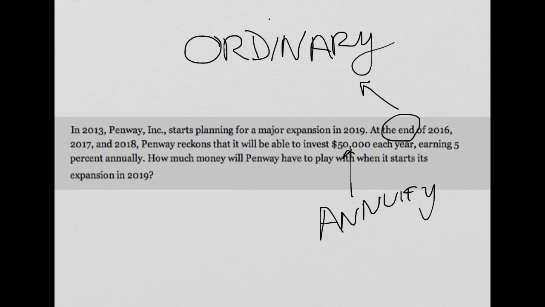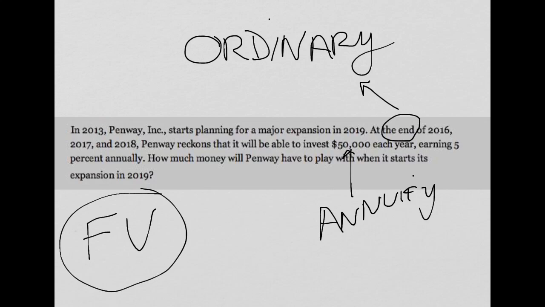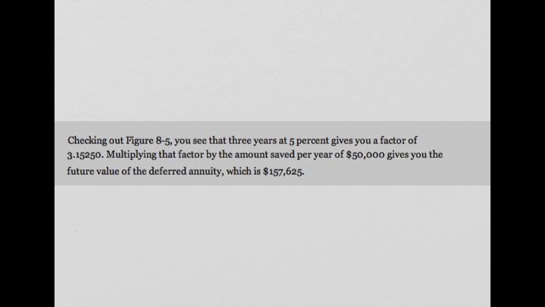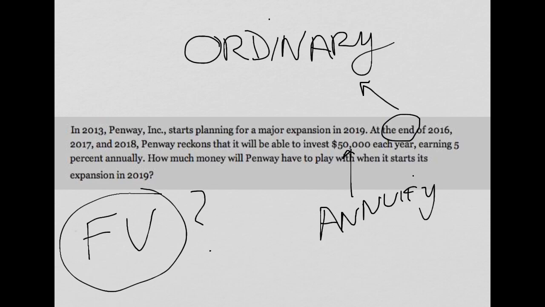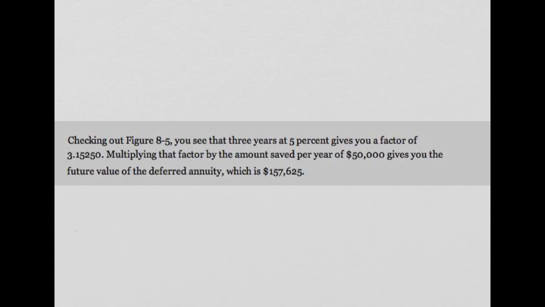And they're going to earn 5%. How much will this company have to play with when it starts its expansion? So this is a future value question. How much money will be there in 2019? To solve for this, we go back to what's called figure 18 in this presentation to see that for 3 years, because that's what we were looking at here, 3 years, 16, 17, 18, the ordinary annuity factor is this.